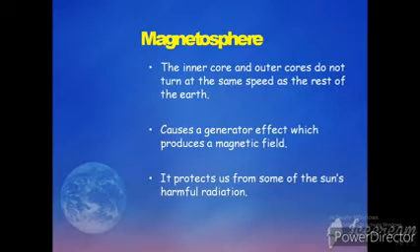Now, as I am telling you, the inner core of the earth is also regarded as a magnetosphere, or it comprises a magnetic field. It is because the inner core and the outer core do not turn at the same speed as the rest of the earth. This zone causes a generator effect which produces a magnetic field. This magnetic field, or magnetosphere, protects us from some of the sun's most harmful radiation.